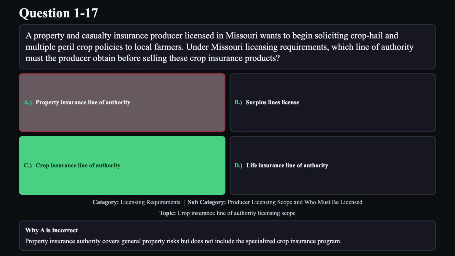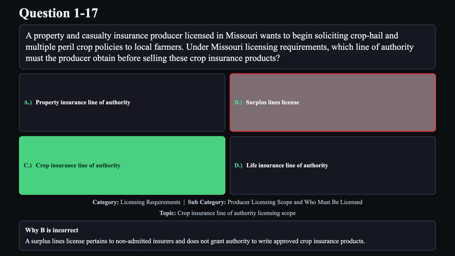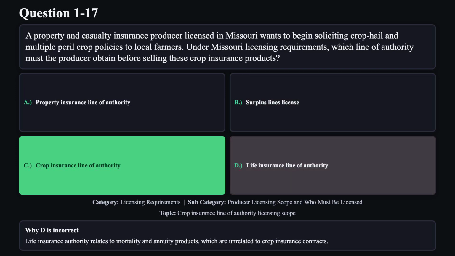Reason A is not correct. Property insurance authority covers general property risks, but does not include the specialized crop insurance program. Reason B is not correct. A surplus lines license pertains to non-admitted insurers and does not grant authority to write approved crop insurance products. Reason D is not correct. Life insurance authority relates to mortality and annuity products, which are unrelated to crop insurance contracts.